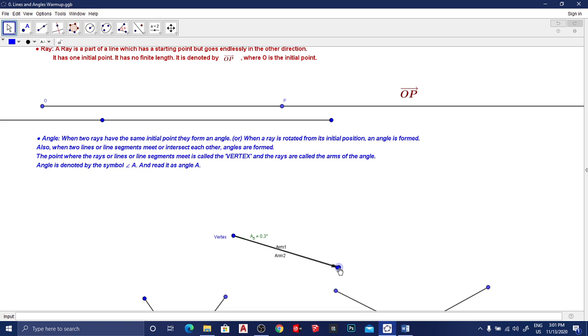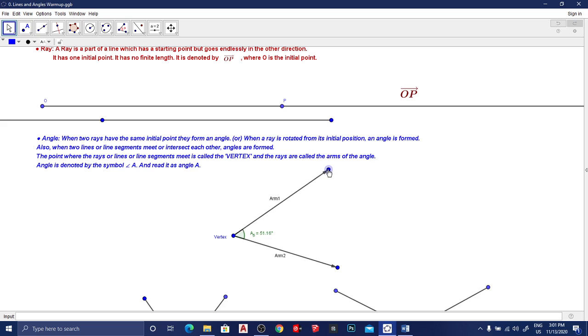So that's what I have shown in the previous one. It is the initial position. When the two rays are coinciding with each other, they will not form any angle. Just 0 degrees is there. When a ray is rotating from its initial point, those two rays will form an angle.